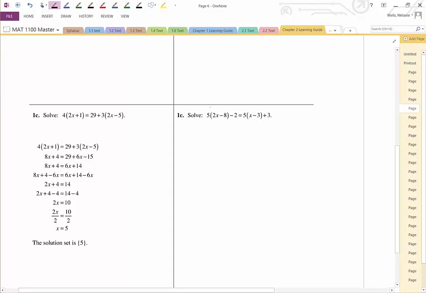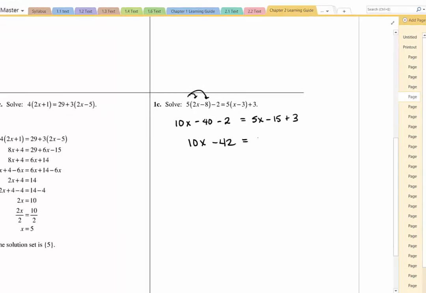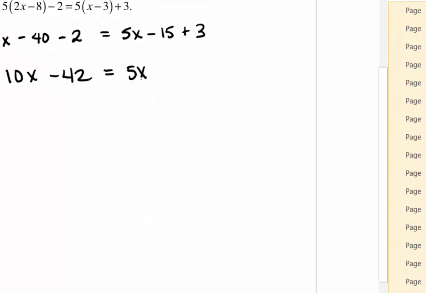Simplifying both sides. Here I'm going to distribute the 5, which would give me 10x minus 40 minus 2. On the right-hand side, 5x minus 15 plus 3. On the left-hand side, 10x minus 42 equals, on the right-hand side, 5x minus 12.